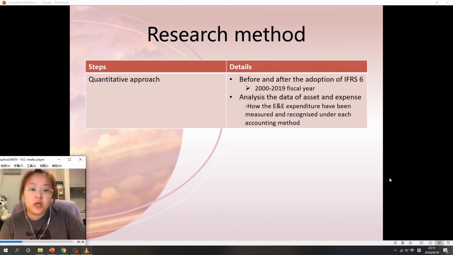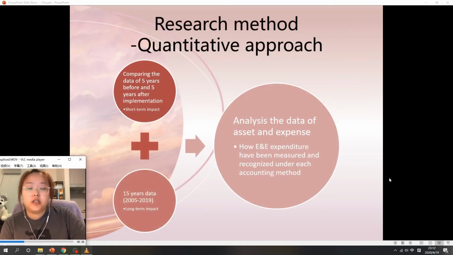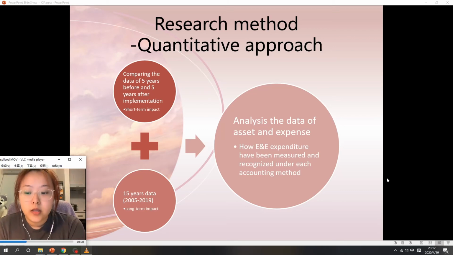We will then look into the data of assets and expenses to investigate how the E&E expenditure has been recognized and measured under each accounting method. By comparing the data of 5 years before and 5 years after the implementation, we will understand the short-term impact and the long-term impact. So we are also looking at the data 15 years after the implementation to capture the long-term impact.